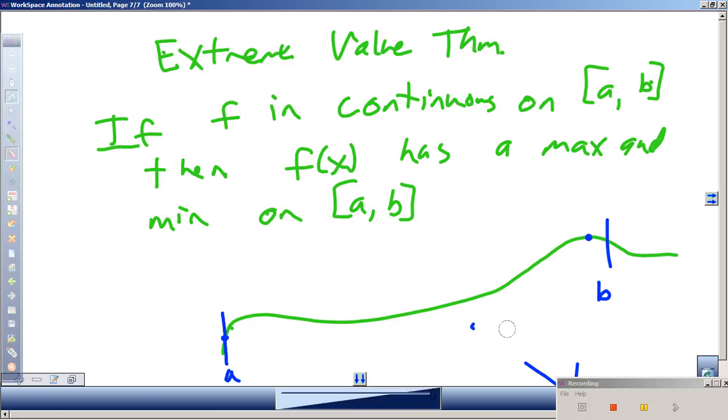So when it says f, what does that mean? Some function, f of x. So oftentimes you shorthand, and instead of putting f of x, just put f, the function f.